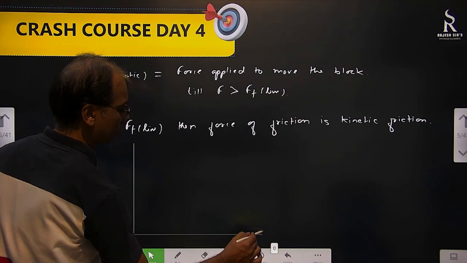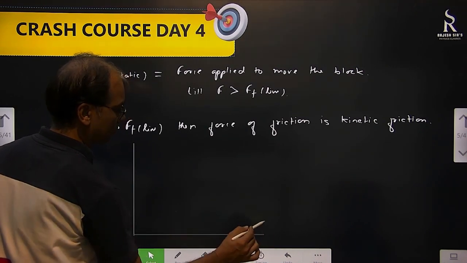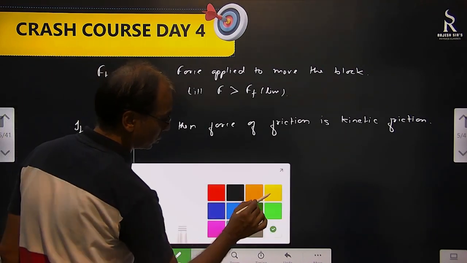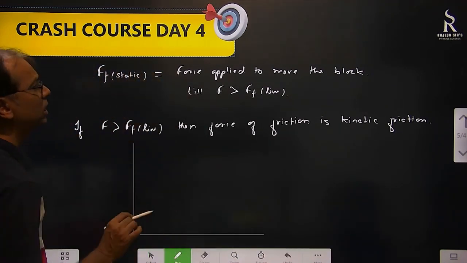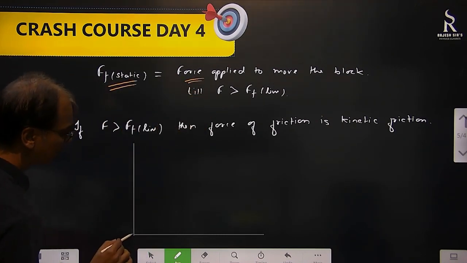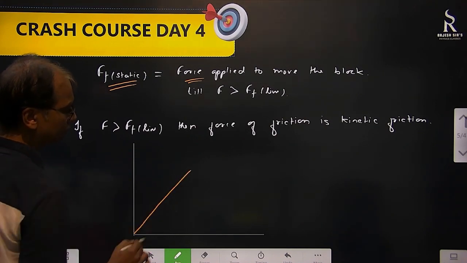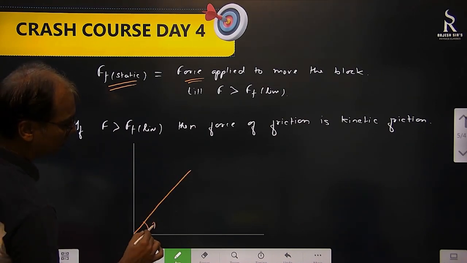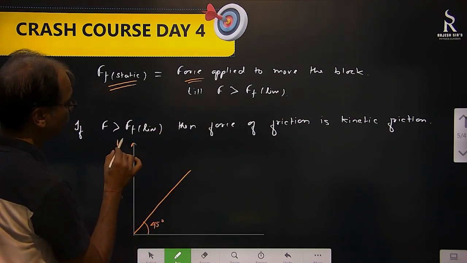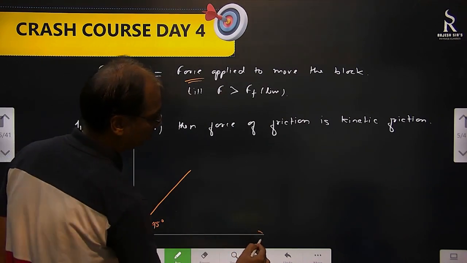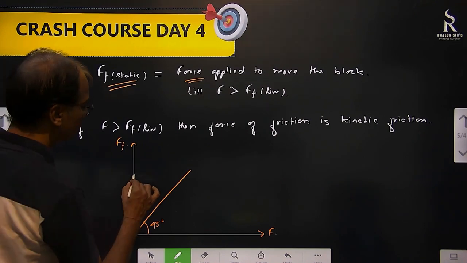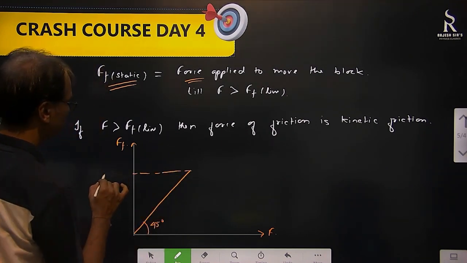So we are going to make the graph here for friction force. Initially what we said, force of friction static is equal to force applied. So that means it will be a straight line like this, 45 degree. Why? Because it's equal. Here is force, or this is force of friction, and this is the applied force. So initial angle 45. Suppose this itself is maximum value, limiting.